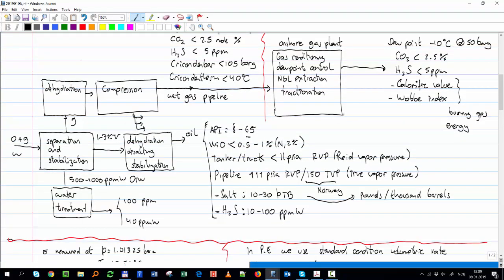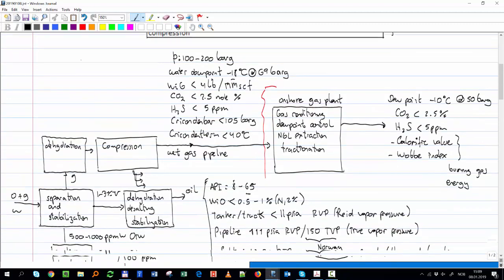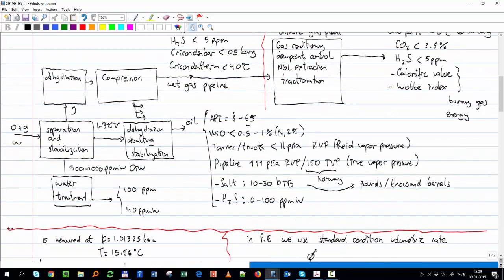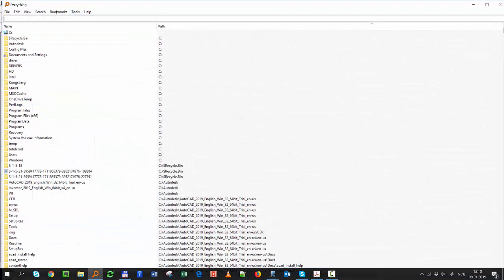So, one thing is what we sometimes call product specifications, or product specs, or assay specs. When we talk about oil, we're talking about all of these characteristics. If you go to, you can have one crude assay.